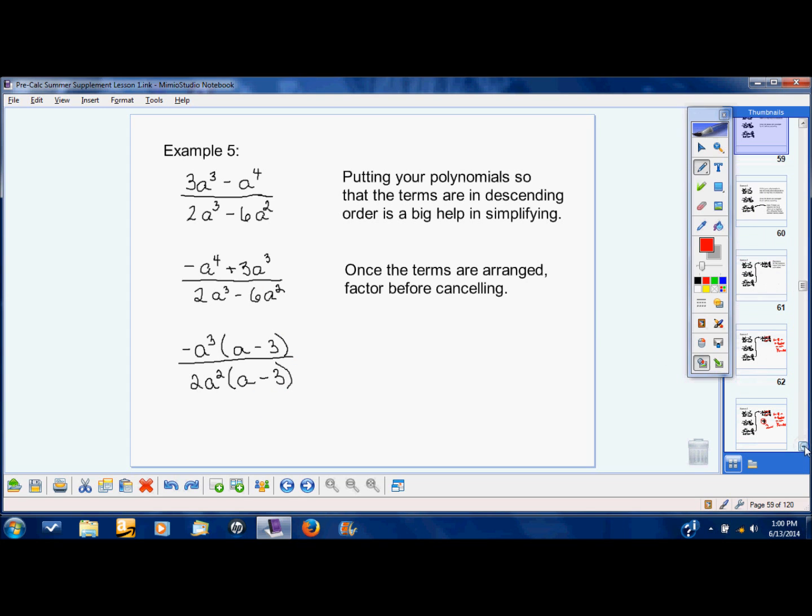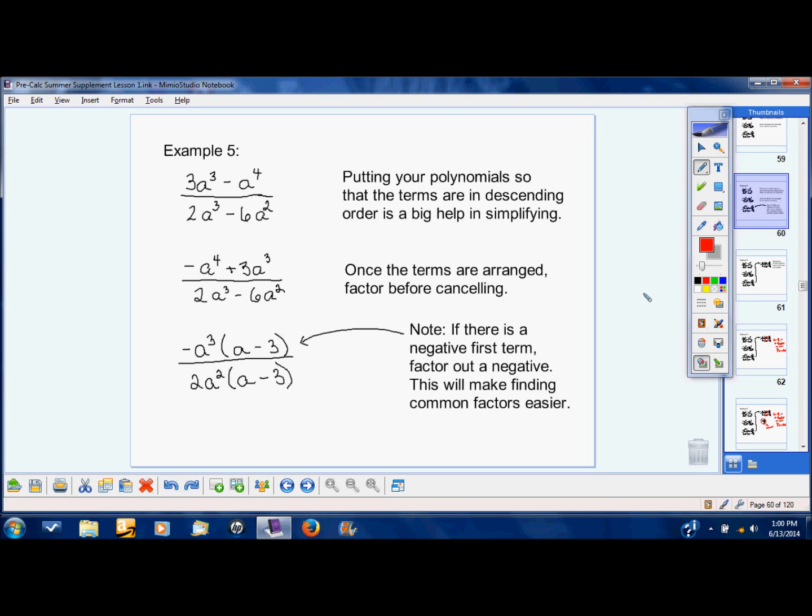Now, we have to be a little careful with this. I want you to notice that there is something in common in the numerator and denominator. And this is just that thing I was saying about if there's a negative first term, factor out the negative. It makes the common factors easier. Now what we see here is that we do have a common factor. We have a minus 3 and a minus 3.